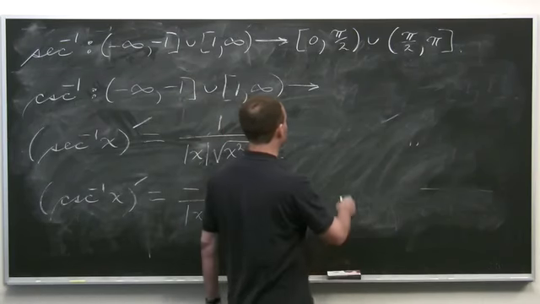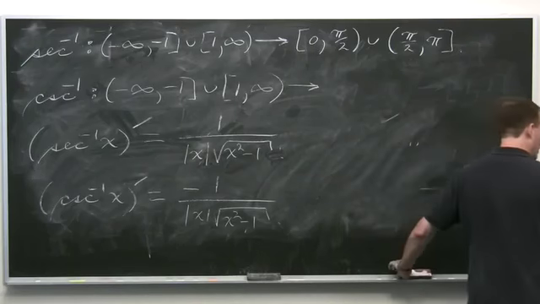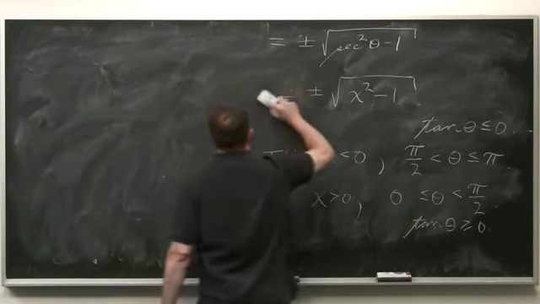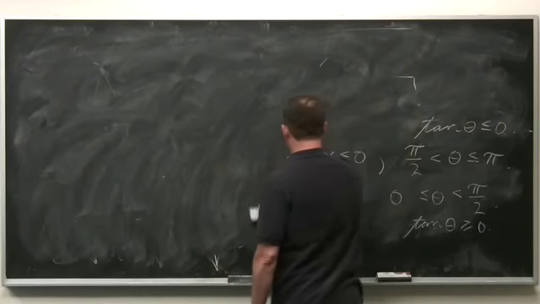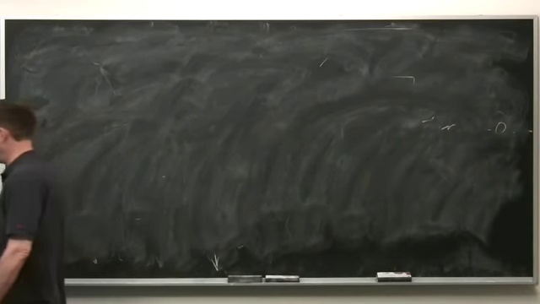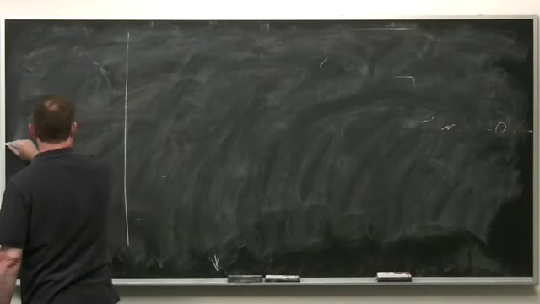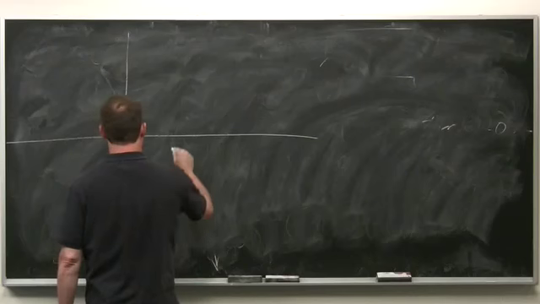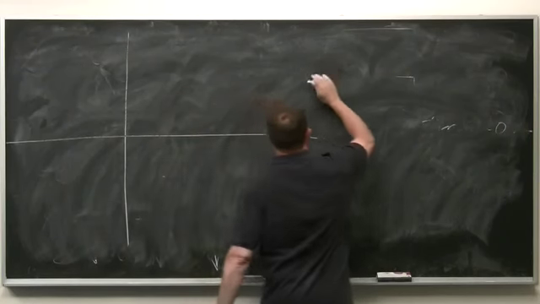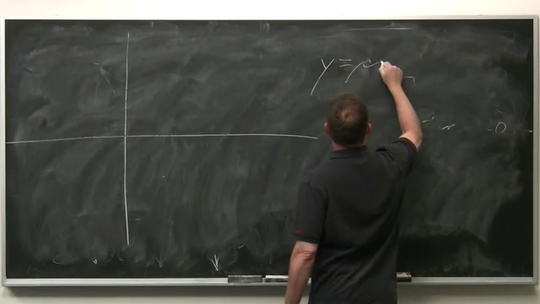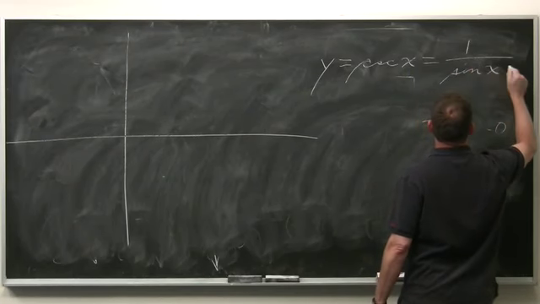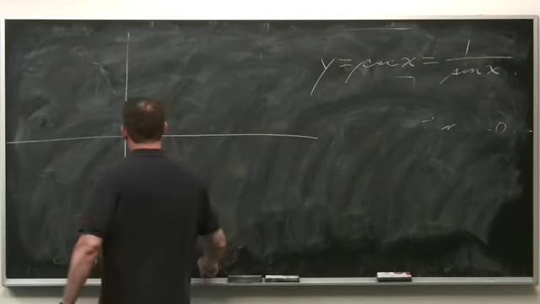I, of course, need to tell you where you restrict cosecant. You should really be able to figure this out. Cosecant is 1 over sine, so it has asymptotes where sine is 0. So cosecant of x is 1 over the sine of x. Every place that sine is 0, you'll have an asymptote.